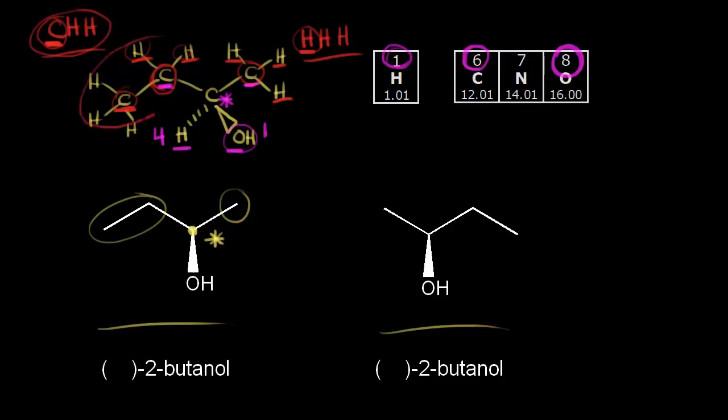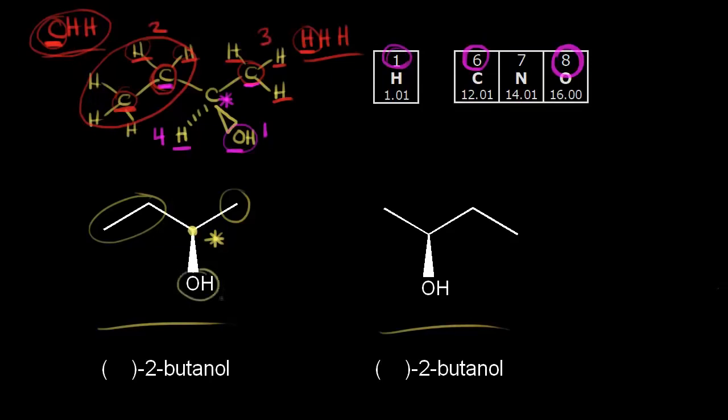So the ethyl group has a higher priority than the methyl group. So the ethyl group must be the second highest priority. So this gets a number 2, and the methyl group must get a number 3. So now we've assigned priority to all of our groups. Let's go down here and let's write it in.